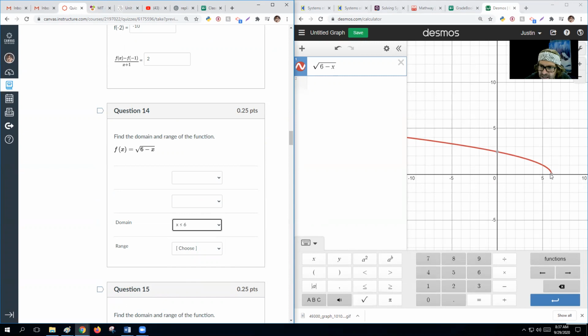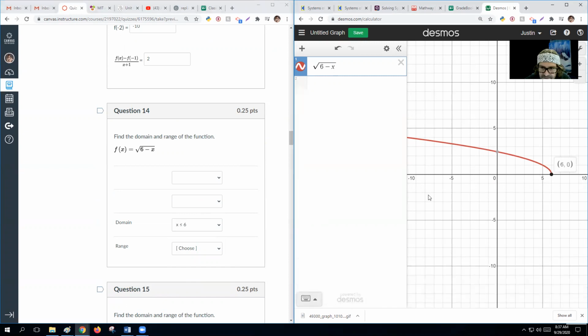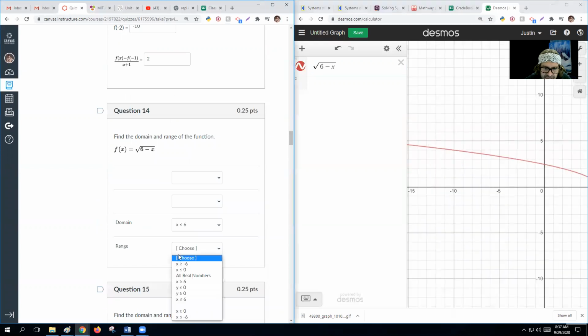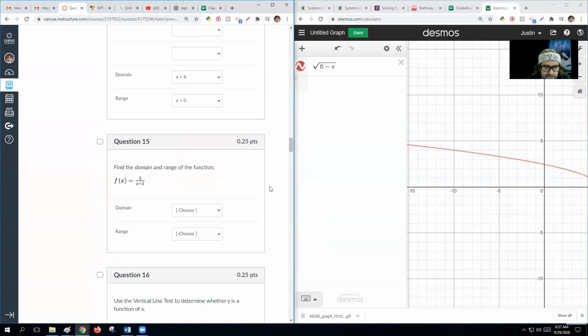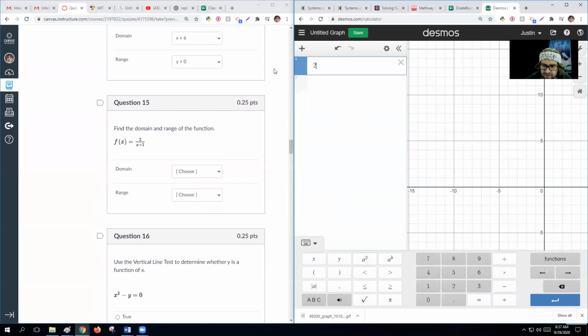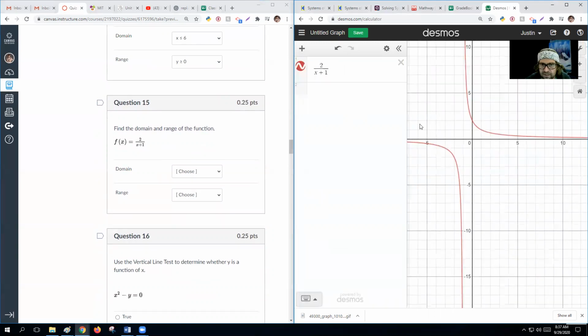The range here is how low to how high. The lowest this graph goes is 0, and then this graph keeps going up and up and up. So it's any number of y which is greater than or equal to 0. Okay, next problem here, same thing. Let's type it in the calculator. 2 divided by x plus 1. We'll take a look at it on Desmos.